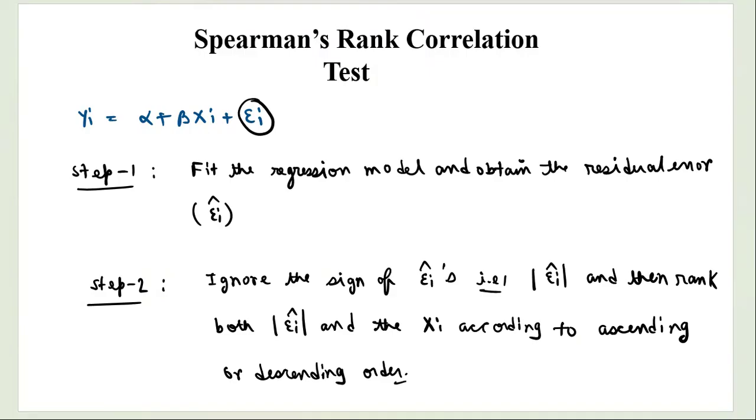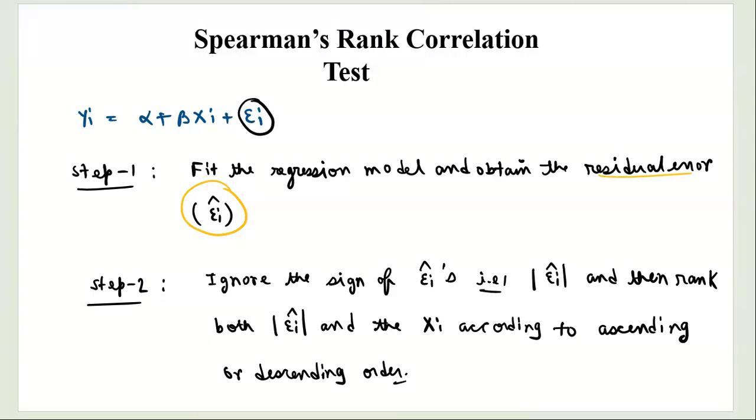This is step 2. I know that this looks difficult right now, but when I give you the example, it will be absolutely clear. I'll show you each step using a data set, right? So step 1 says fit the regression model and obtain the residual. This estimated error is called the residual. Find out these residual values.